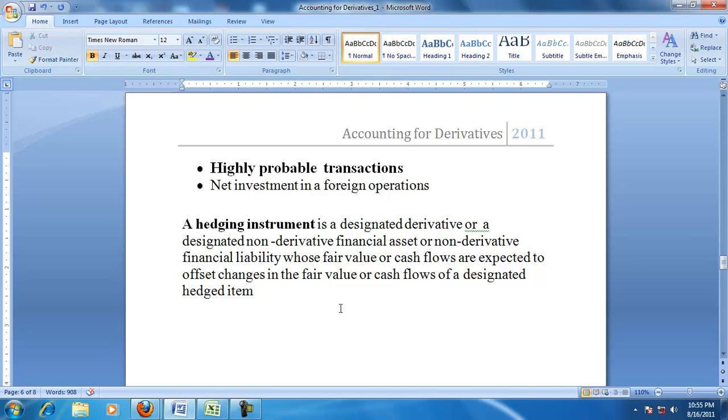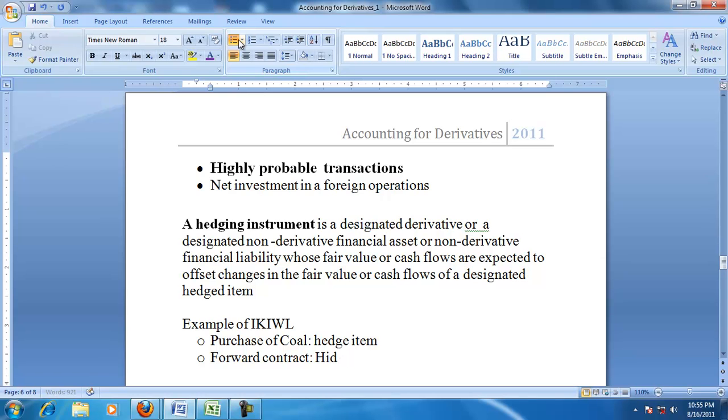So if you take an example of Kalinga Iron Works Limited, the purchase of coal is a hedge item, and a forward contract is the hedging instrument. You can have any other too.